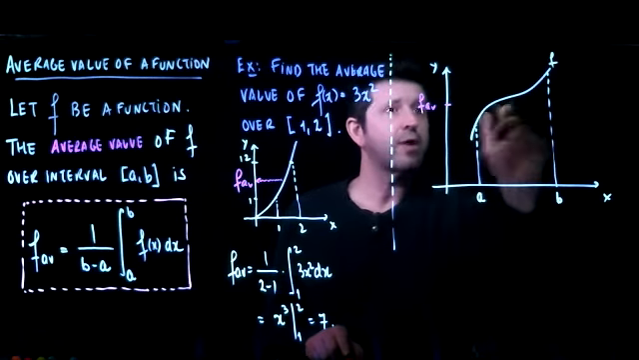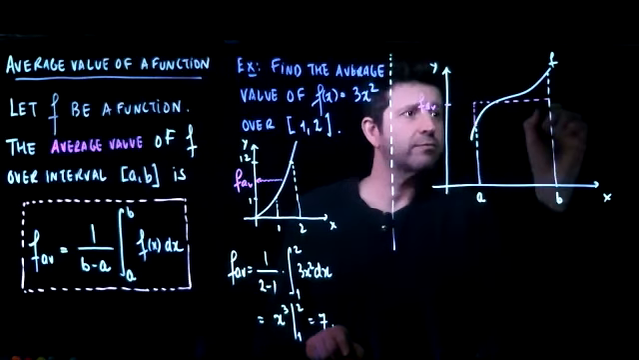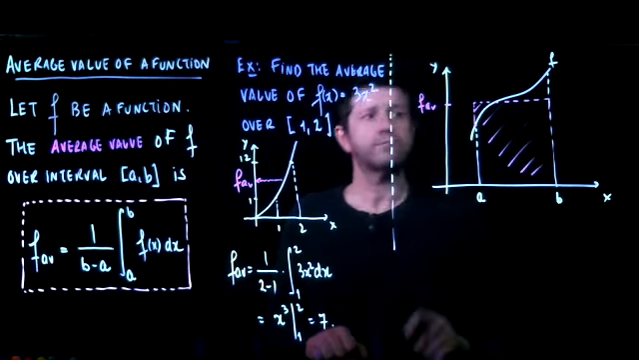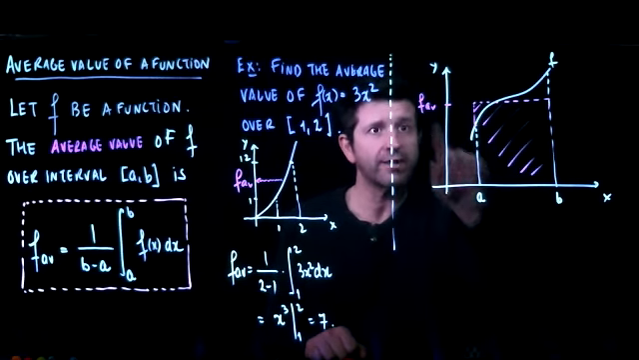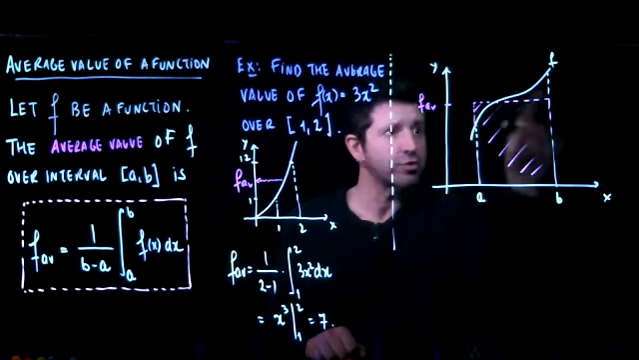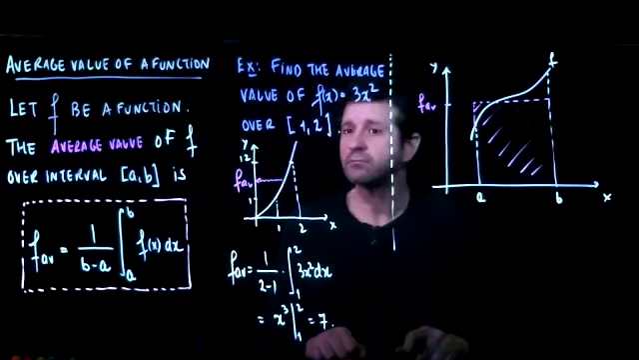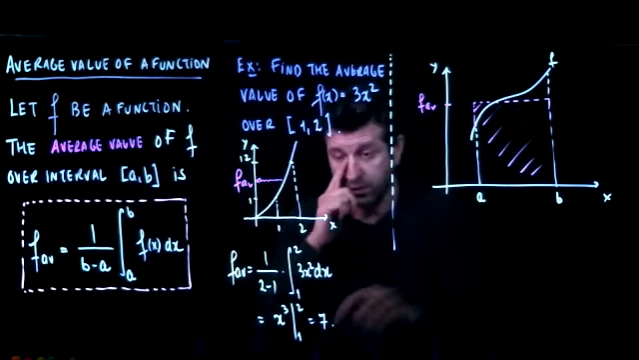Whether I find the area under f or I find the area of this rectangle, it's the same. So if you find the area of this rectangle, f average area, or the area under the curve, you get the same thing. Okay, what should this value be? Well, it's very simple.